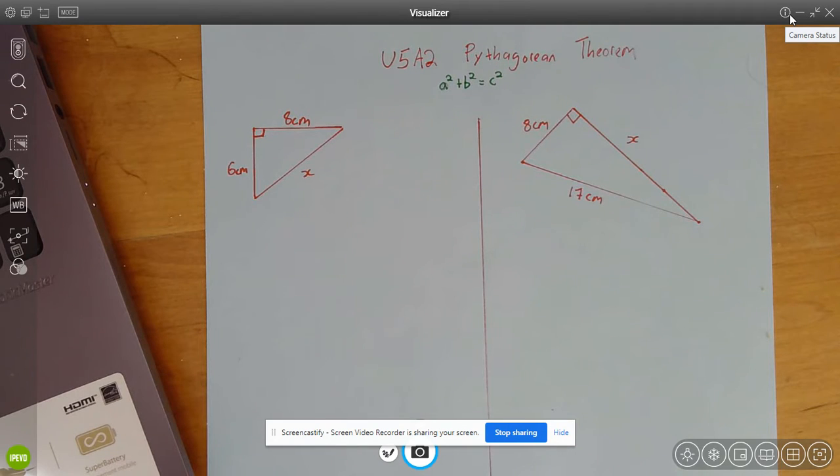Okay, this is a video associated with Unit 5, Activity 2, the Pythagorean Theorem. I think you probably learned the Pythagorean Theorem in grade 7 or 8, but we're just going to go over how to apply it. There are some interesting problems, and it's kind of a quick review.